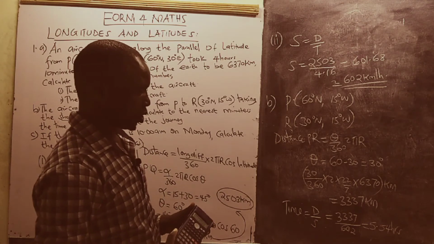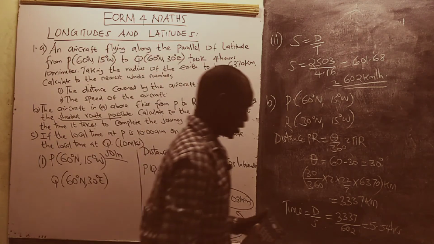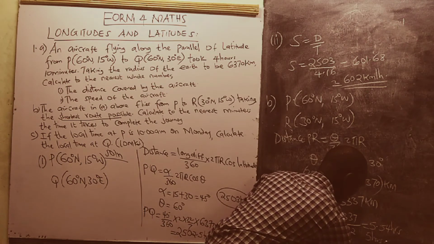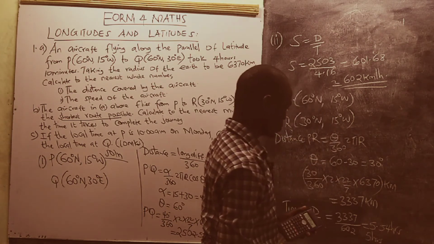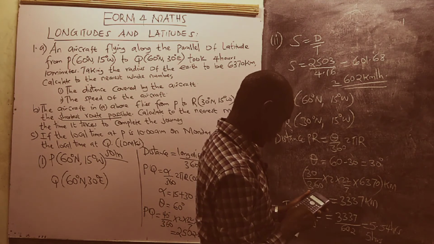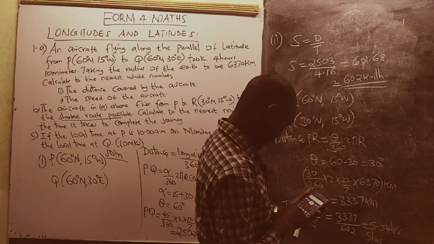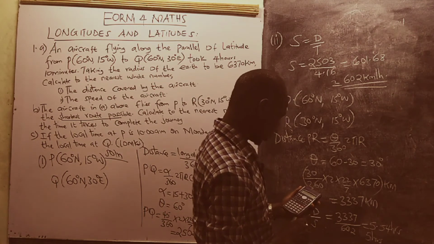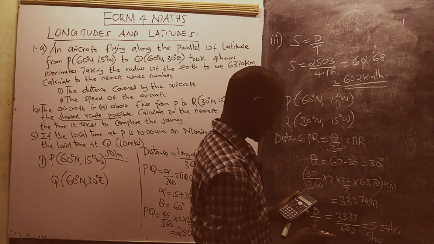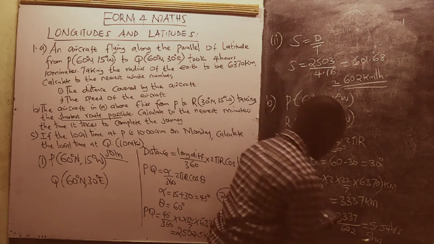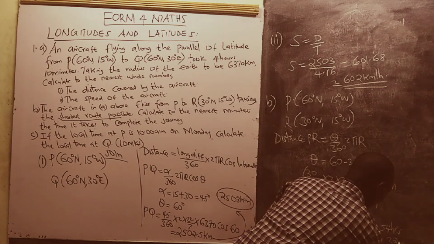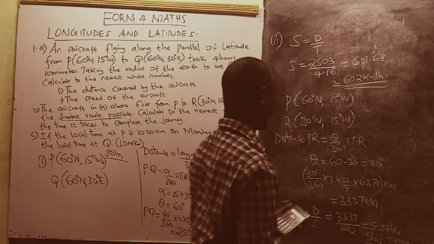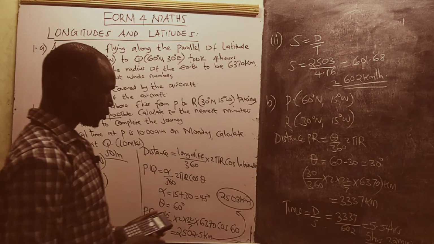That means these are 5 hours of course, but we have to convert the 0.54 into minutes. So if you take 0.54 times 60, we are going to have 32 minutes 4 seconds, and in this case we don't consider the seconds. We are going to have 32 minutes, and that is the answer to that part of the question.